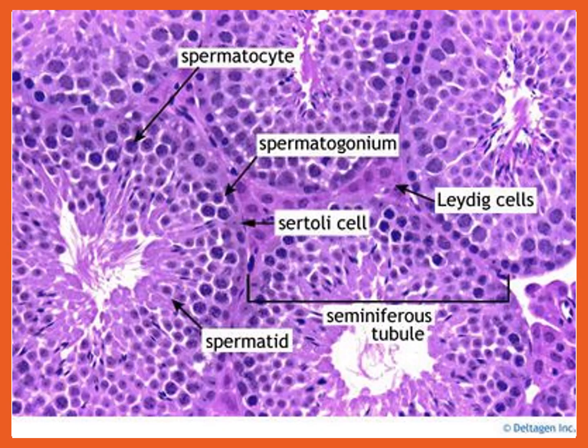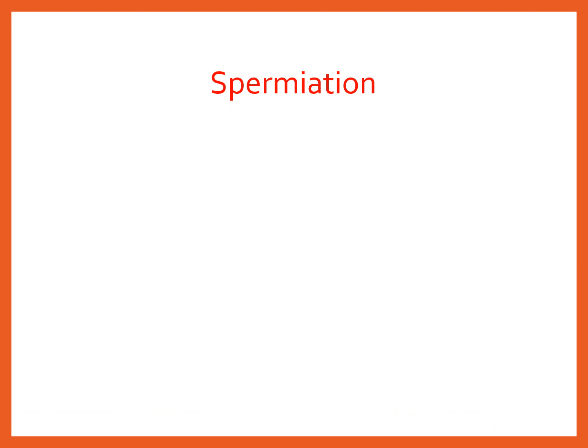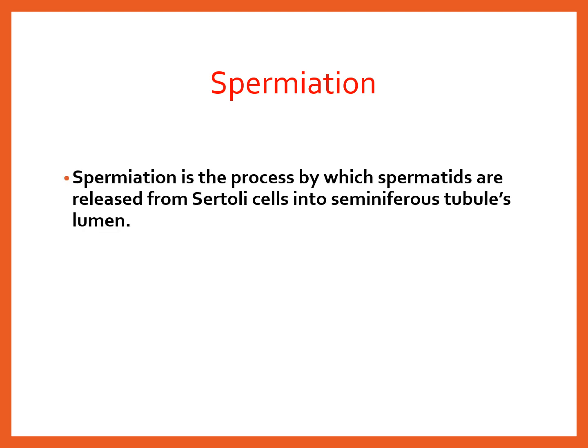Another picture for you to appreciate the same amount of cells so that you understand it more clearly. Now, spermiation. This is another term that we have understood. The concept we have already understood in the previous slides. So, spermiation is the process by which spermatids are released from the Sertoli cells into the seminiferous tubules.